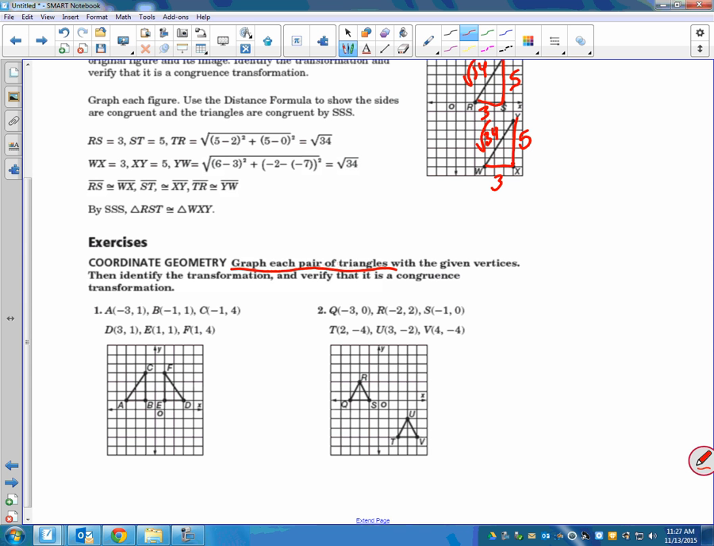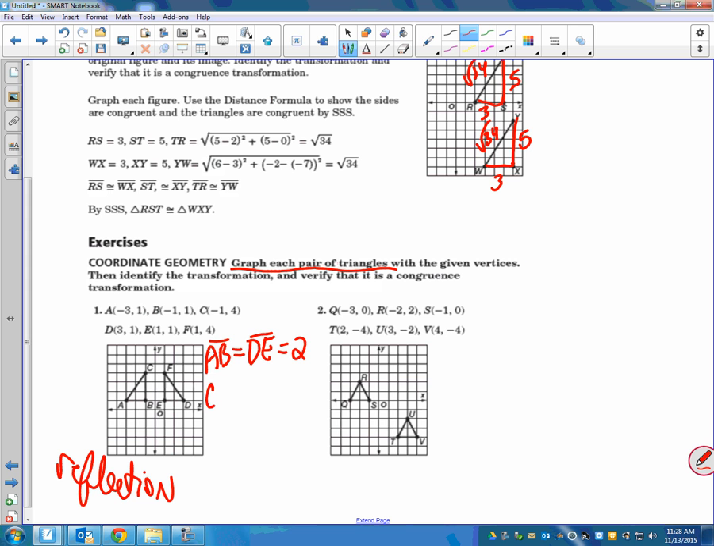So on this one, it says identify the transformation and then verify that it's a congruent transformation. So what's the transformation on this one? It's a reflection. And then if we were going to prove this, we could say that AB is equal to DE, because they both have a length of 2. I think I'm supposed to say the measure of AB, but I don't really want to write that.